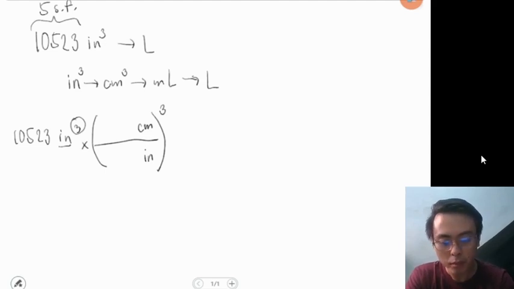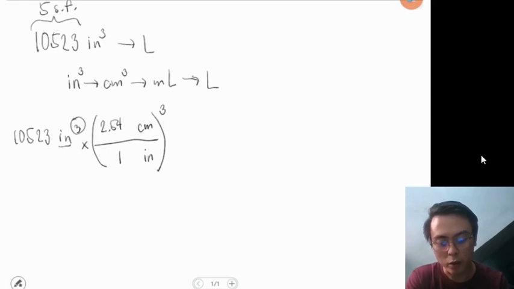Okay? So our conversion, 1 inch is equal to 2.54 centimeters. And if you cube that, that would be the equivalent of 1 cubic inch is equal to 2.54 cubic centimeters. So that is how we convert from a linear scale to a cubic scale.